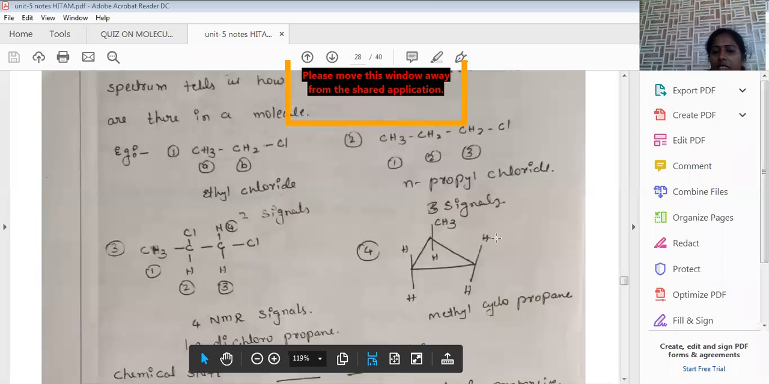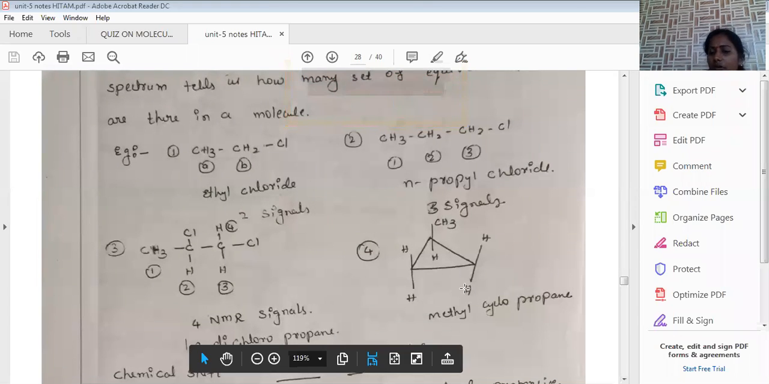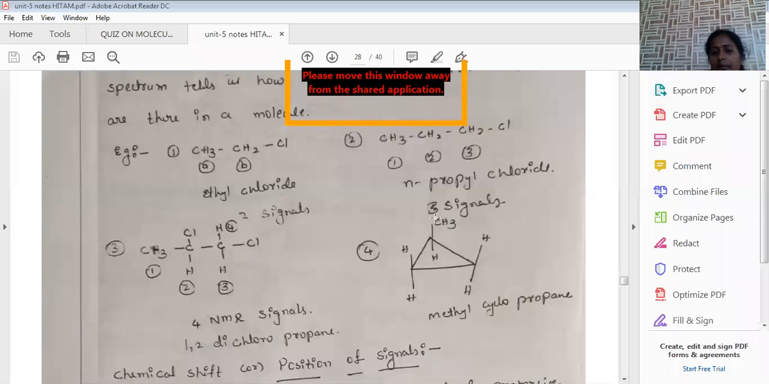Here, these two hydrogens are on the top side. So these two hydrogens are lying upside and both are experiencing the methyl group. Hence, these two hydrogens are exactly equivalent, and these two hydrogens are also exactly equivalent. So one set of hydrogens, a second set of hydrogens, this hydrogen is the third set, and the methyl hydrogens are the fourth set. In this way, methyl cyclopropane also gives 4 signals in NMR spectroscopy.